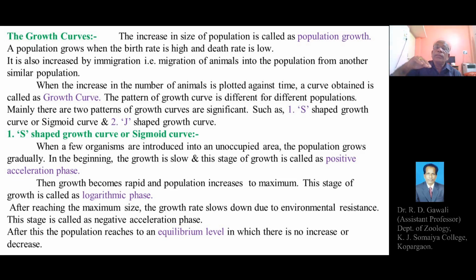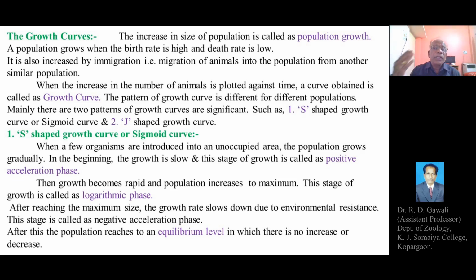Means there is a slow rise or increase in the number of organisms of a population, representing a positive acceleration phase. Then after that, the growth becomes rapid, and the number of organisms or individuals in a population increases to maximum. This stage of maximum growth, or rapid increase in a population, is called the logarithmic phase.